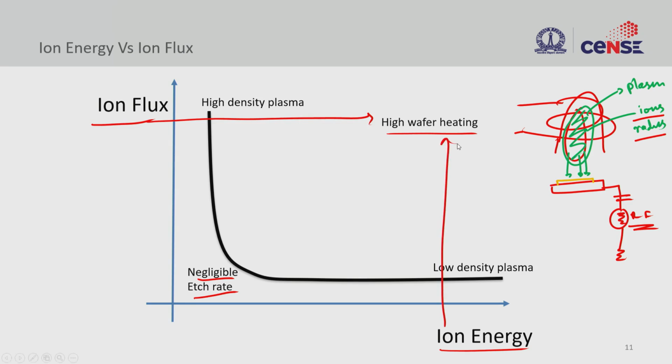And when you have low ion flux and large ion energy, that's called low density plasma. The flux is low but the energy is high. But when your energy is moderate or low, but you have very high ion flux, that is called high density plasma. So high density plasma and low density plasma depend on the ion flux and ion energy. If you have both of them high, then you will have heating on the substrate. When both of them are very low, you will not have any etch at all. So one needs to find a sweet spot between ion energy and ion flux.